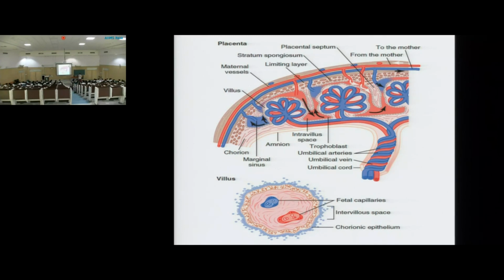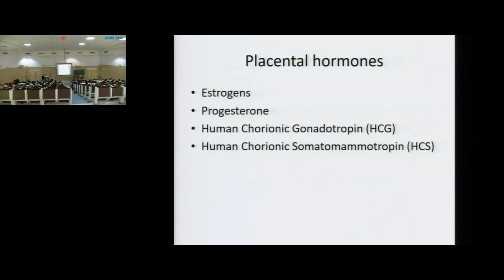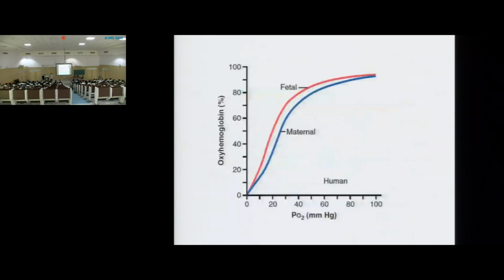So if you see in that graph, you have two graphs shown in the one which I just projected. This graph has been taught to you in your respiratory classes. So you have the PO2 levels and the oxygen saturations over here. So you can see.